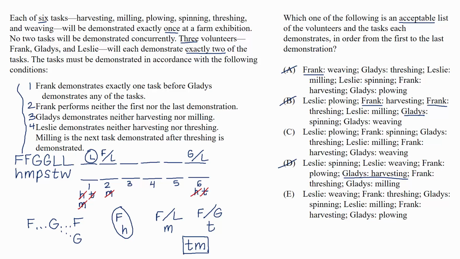Rule 4, Leslie demonstrates neither harvesting nor threshing. We're only left with 2 choices, and it doesn't look like either of them violates this rule, so we can move on to the last rule, which tells us that milling is the next task demonstrated after threshing is demonstrated. We can eliminate choice E, which shows us that threshing is 2 tasks before milling. So that leaves us with C as the answer, and we can circle it and move to the next question.